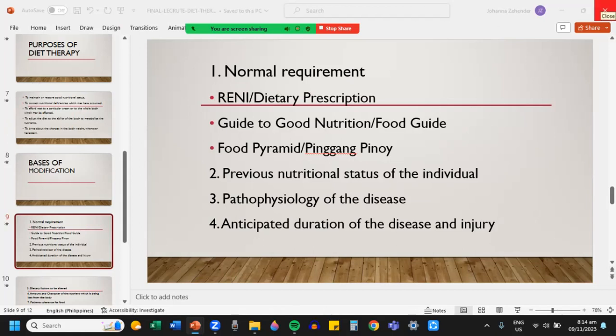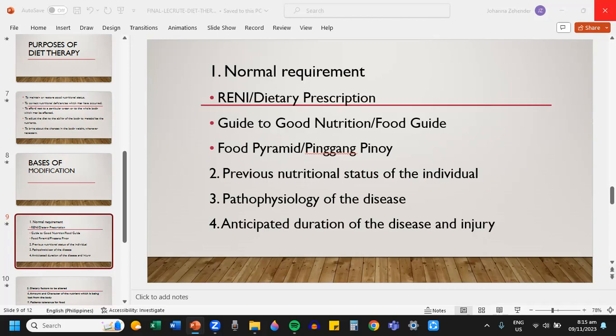Okay, so to continue, for the dietary prescription, we have the guide to good nutrition or the food guide. You may also use the food pyramid or the Pinggang Pinoy in selecting the types of food and the quantities of the food items that you may want to give to your patient. Okay, so previous nutritional status of the individual also has a bearing on the type of diet that will be prescribed to the patient.